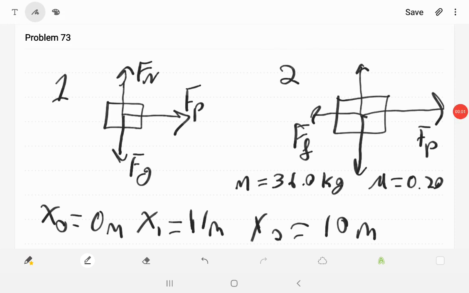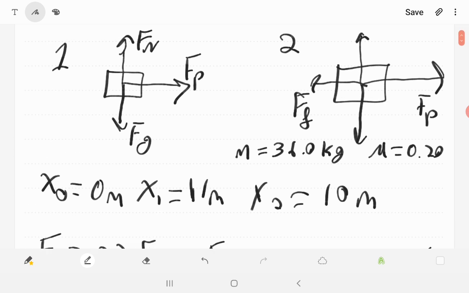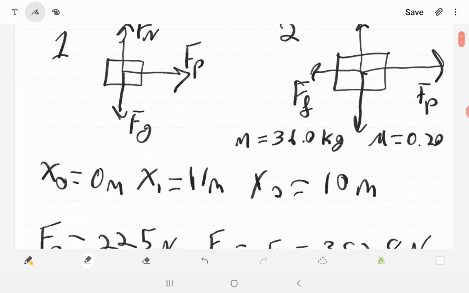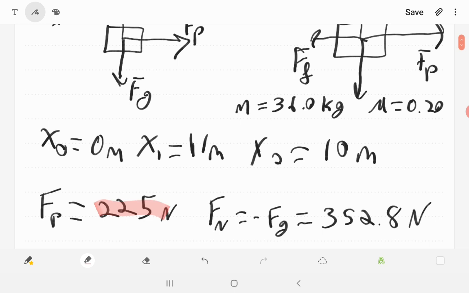Hello, today we're going to be talking about problem 73. In this problem we are given a box of mass 36 kilograms that we are going to move horizontally with a constant force of 225 newtons. We'll move it for 21 meters.